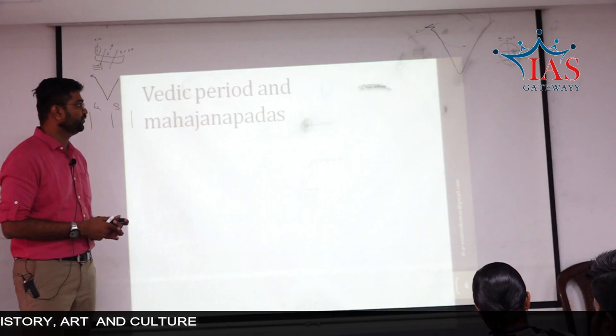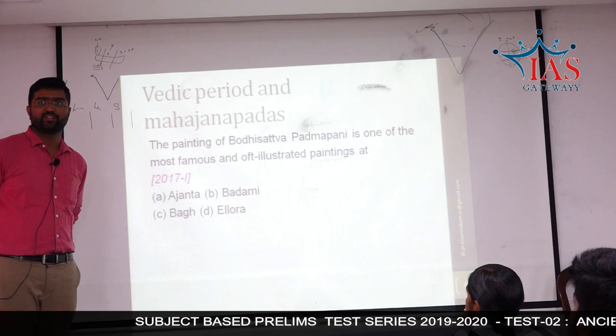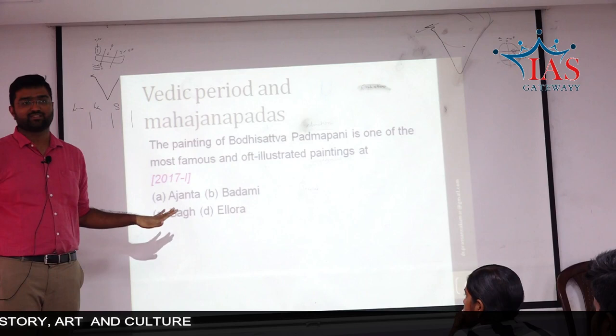Okay, so the painting of Bodhisattva Padmapani, where is it? In which cave? Ajanta. If you have opened that art and culture book, cave number 47 or 57 or something is written. This picture itself is given. Bodhisattva picture, it is in Ajanta, and the image is there. Again, what importance is given? They say first see the images, and then read afterwards. Okay, next.